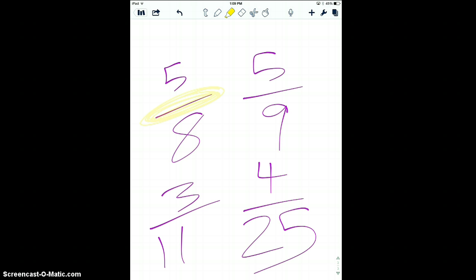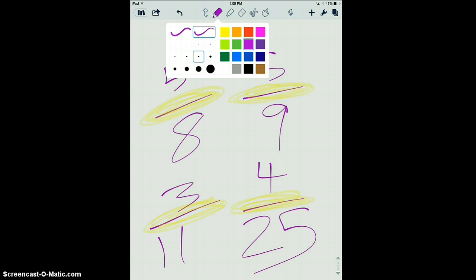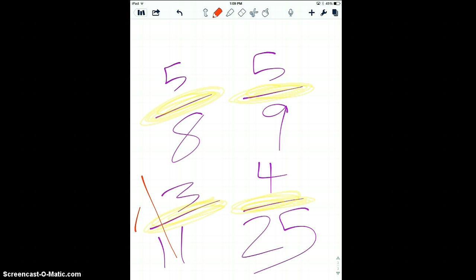In order to do it, you just look at what operation is happening between the two numbers. Now I'm highlighting the fraction bar because that's the operation. And remember, it's all your favorite. It is division.